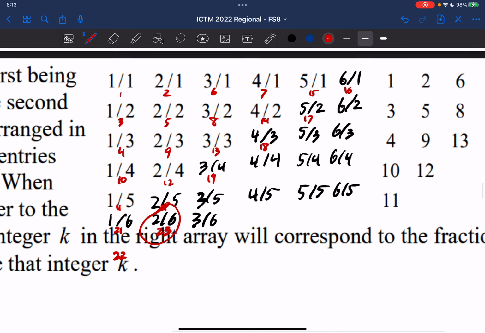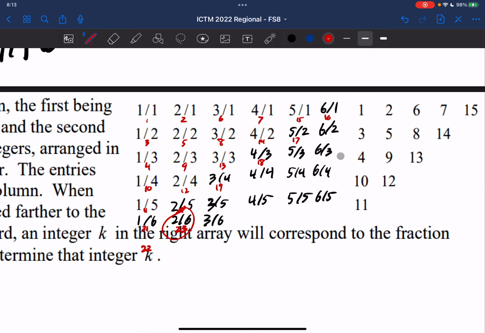So there is our answer. That's how we use this array to follow this pattern to get 2 over 6.